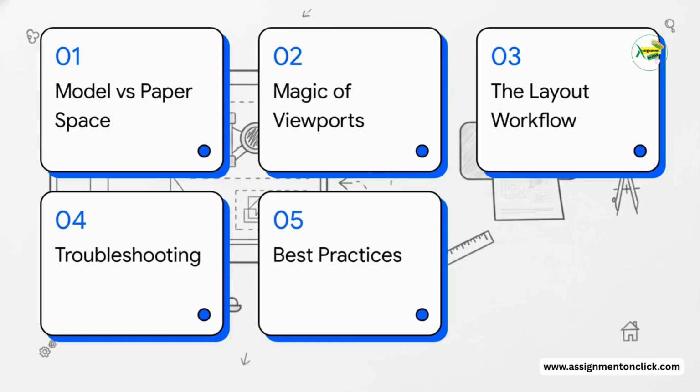Here's our roadmap for today. Number 1, model versus paper space. 2, the magic of viewports. 3, the layout workflow. 4, troubleshooting common problems. And 5, best practices for plotting. We're going to take you from a messy, infinite workspace to a perfectly scaled, professional drawing sheet.